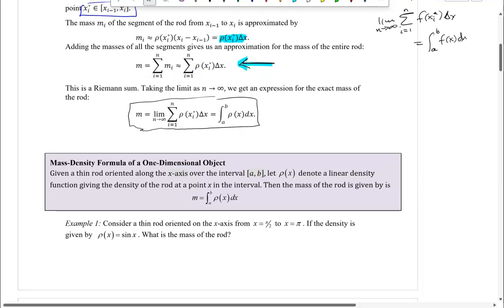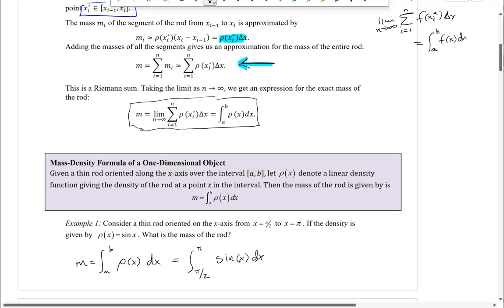It's relatively straightforward. Consider a thin rod oriented on the x-axis from x equals pi over 2 to x equals pi. If the density is given by rho of x equals sine x, what is the mass of the rod? Based on what we just derived, the mass will equal the integral from a to b of the density function rho of x dx. And so we have our limits of integration from pi over 2 to pi. Rho of x is sine x as such.